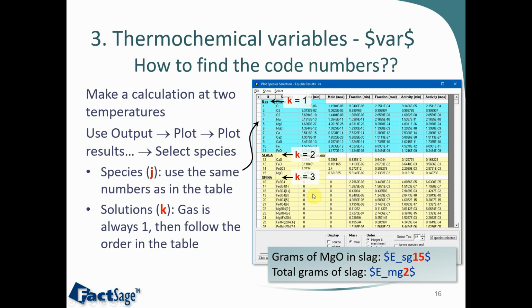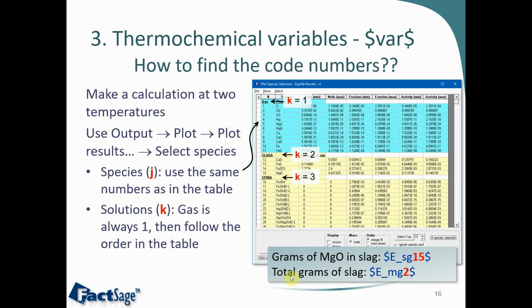and check the numbers. For example, we can already find the thermochemical variable to get the amount or the mass of MgO in slag. So this will be the answer, so $E because it's an equilibrium value. And then we want the species, so we use small s to designate the species. Then we want the mass, so we use lowercase g. And then the code number for MgO in slag, we look in the table, and it's here. MgO in slag A is 15, so we place 15 here. And this thermochemical variable will return the mass of MgO in the slag.